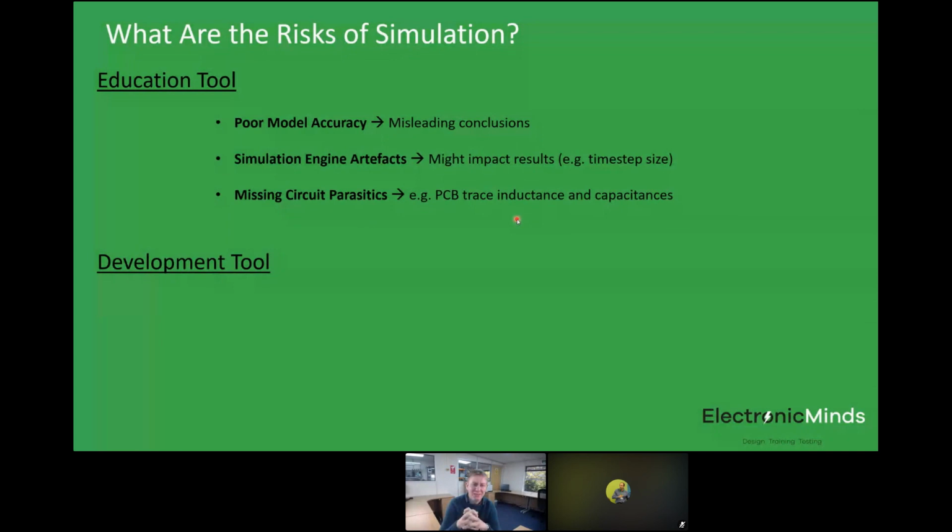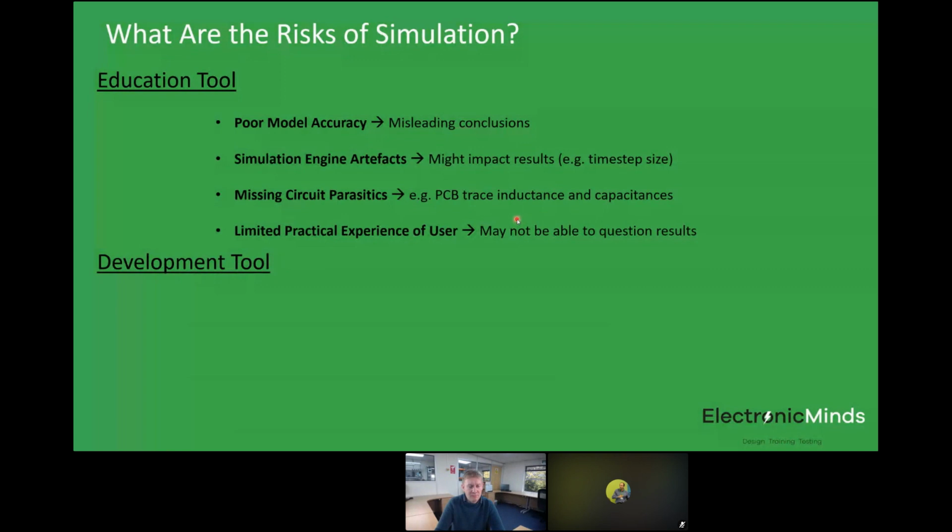If you're interested in ringing and all that sort of stuff, if you don't model those trace inductances and capacitances, or other parametric effects in a component which aren't given by your model or by your manufacturer, then how can you expect the answers to be correct? So if you don't, that's really just an opportunity for error to creep in because you just aren't modeling the correct thing.